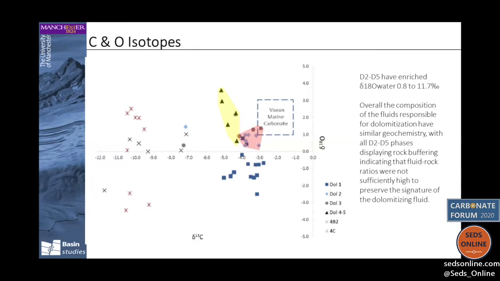And these negative carbon signatures, I do apologise, they are spotted around the labelling on the graph, but the negative carbon signatures are associated with mixing with volcanic geothermal fluids, which have a more negative carbon signature.